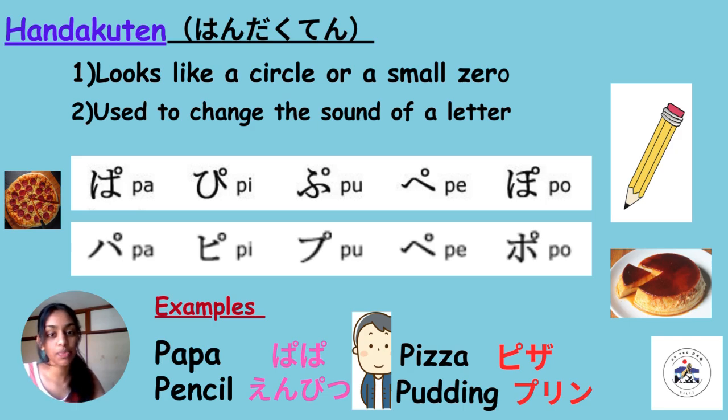And last but not least, we have pudding. Pudding is purin in Japanese, so you can just write the letter fu and add the handakuten to make it pu, and write rin, so it's purin. So those are some of the examples that you use the handakuten on, and remember, it's only used in the ha section. Ha, hi, fu, he, ho changes to pa, pi, pu, pe, po.